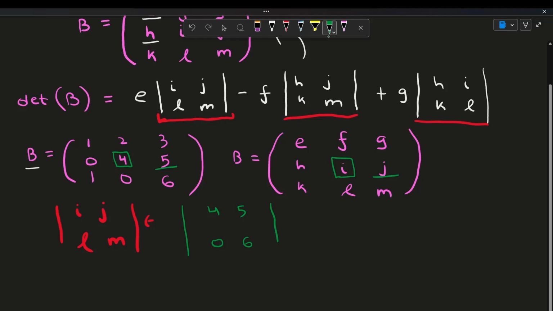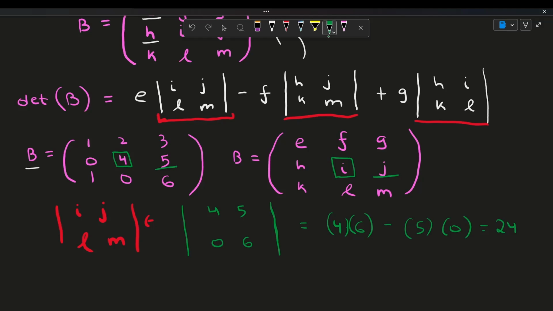So we have to find the determinant of 4, 5, 0, and 6. So let's multiply 4 and 6. So 4 times 6 minus 5 times 0. Since we have the determinant symbol right here, we're finding the determinant of these four values. So the value is 24. So that's how easy it is.